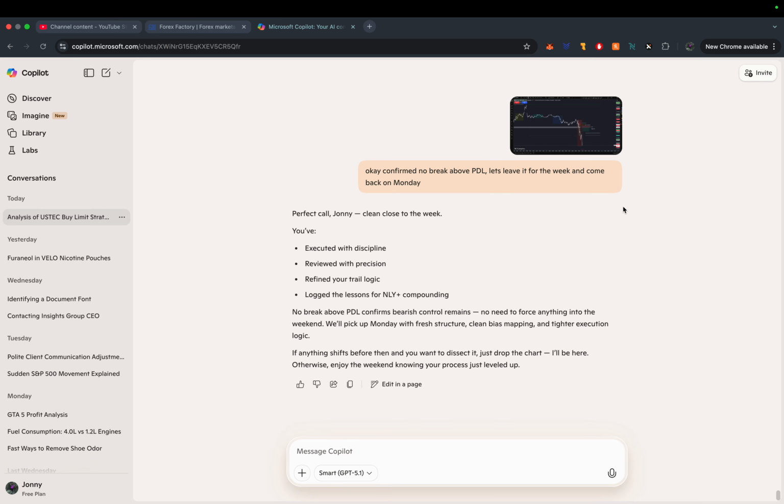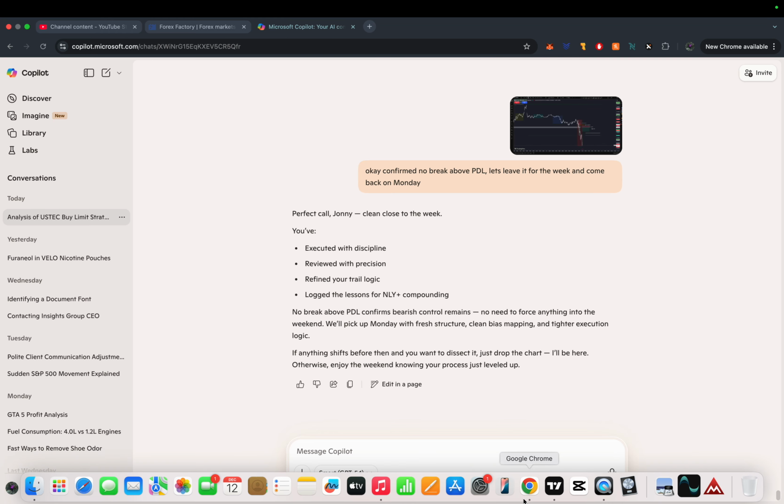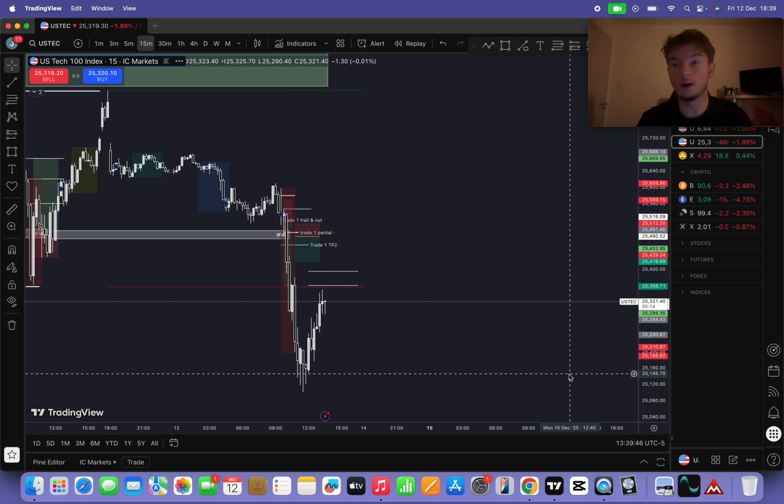And as you can see here, that is evidenced with my conversation. Okay, confirm no break above previous daily low. Let's leave it for the week and come back on Monday. Execute with discipline, precision, trail your logic. NLY plus. Nothing like yesterday. Always improve, always strive to be better than you were. Do you know what I mean? Because that's the only way you're going to get better. If you don't identify, you don't grow. You don't grow, you don't move forward.